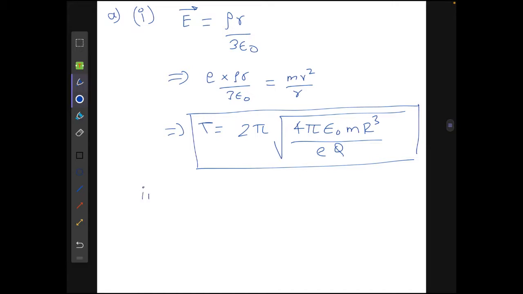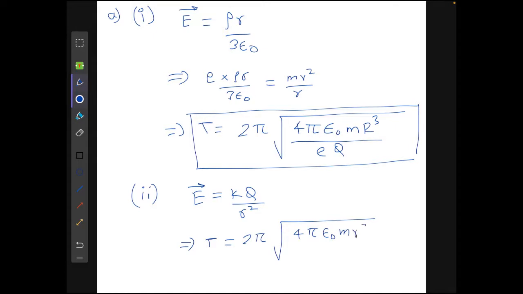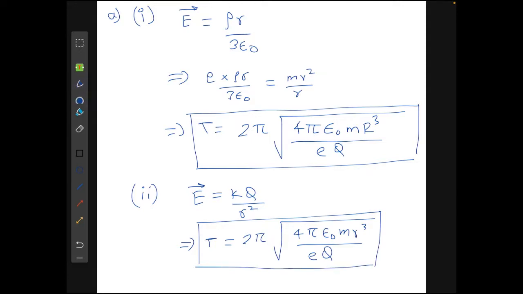And for the second part, similarly, we can get that the electric field will be kQ over r squared, and again by similar manipulations we can get the time period to be 2 pi root of 4 pi epsilon naught m r cubed over eQ. Notice that here it depends on r because it is not a simple harmonic field.